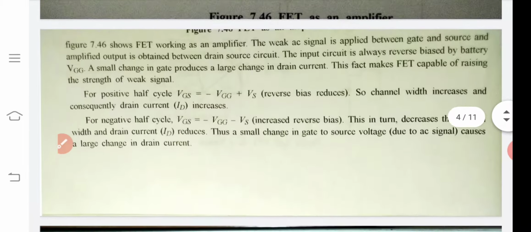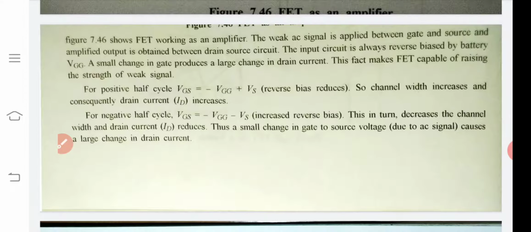With the FET working as an amplifier, the weak AC signal is applied between gate and source, and the amplified output is obtained in the drain source circuit. The input circuit is always reverse biased by battery VGG. A small change in gate voltage produces a large change in drain current. This fact makes the FET capable of raising the strength of a weak signal.